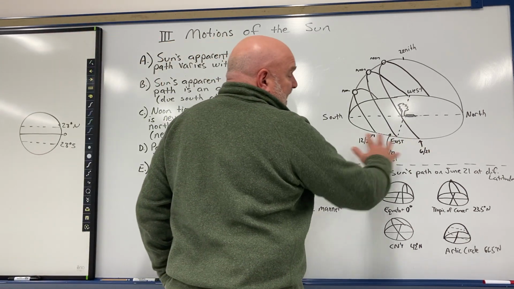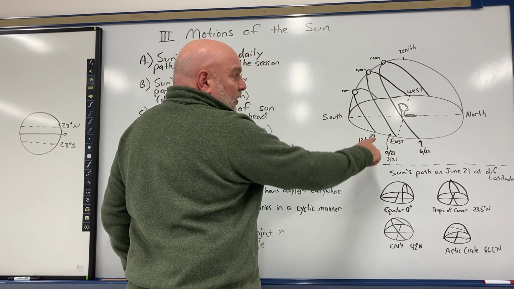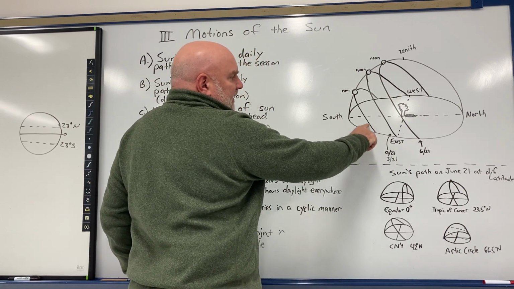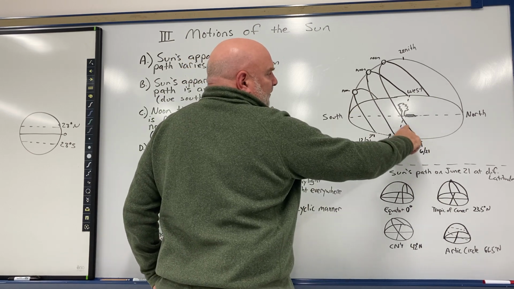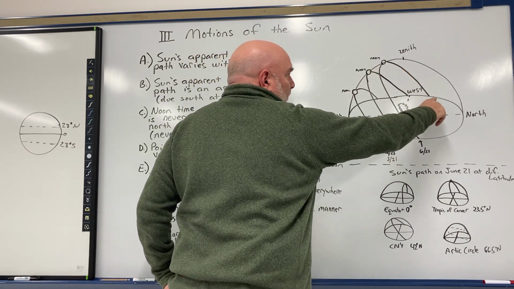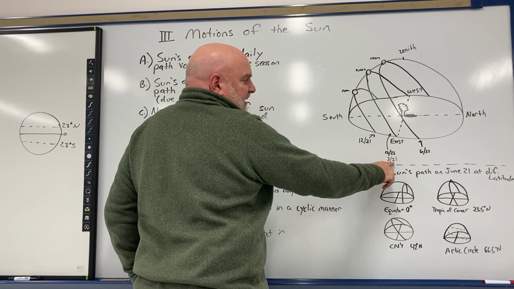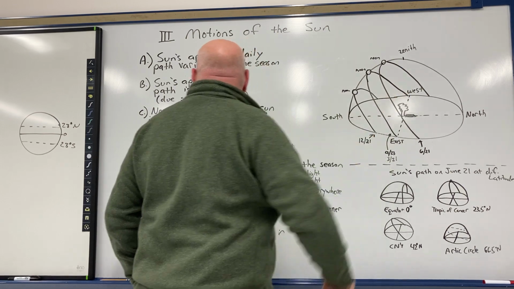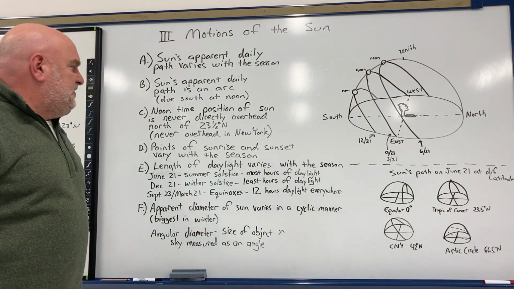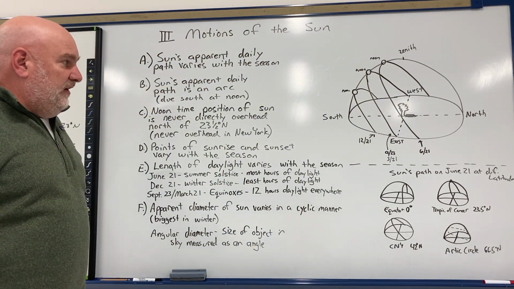Again, looking back at this diagram here, in the winter months it rises in the southeast and sets in the southwest. In the summer months, it rises in the northeast and sets in the northwest. It's just on the first day of spring and first day of fall that it rises directly in the east and sets directly in the west. So the points of sunrise and sunset vary with the season.